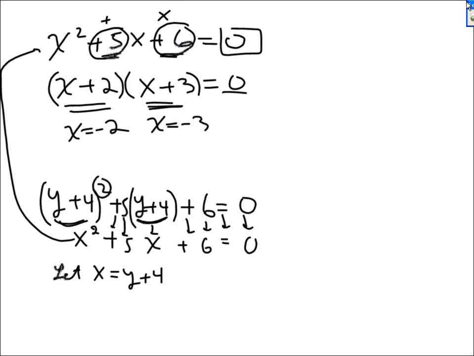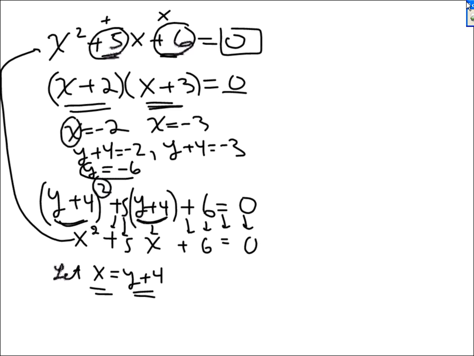And that one I had a factor. Not only do I know how to factor, I already did. So instead of x, I write y plus 4. Y plus 4 can be negative 2, or y plus 4 can be negative 3. You take away 4 from both sides, you get y can be negative 6. You take away 4 from both sides, you can get y can be negative 7. There's your answer.